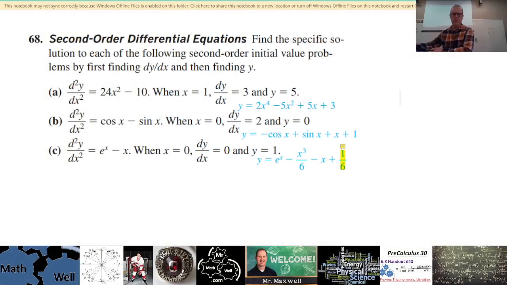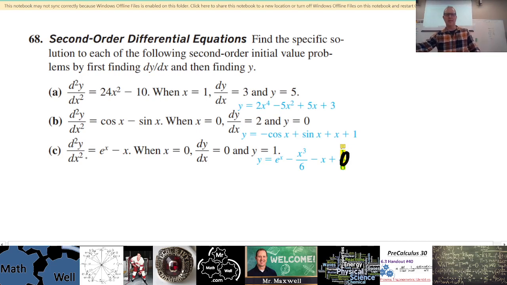All right, so number 68 here in the Finney text. It's on page, looks like 330 or so. Second order differential equations, number C. This looks like it's actually, the textbook maybe is wrong here, so this is just plus 0, I believe. So let's just go over that.